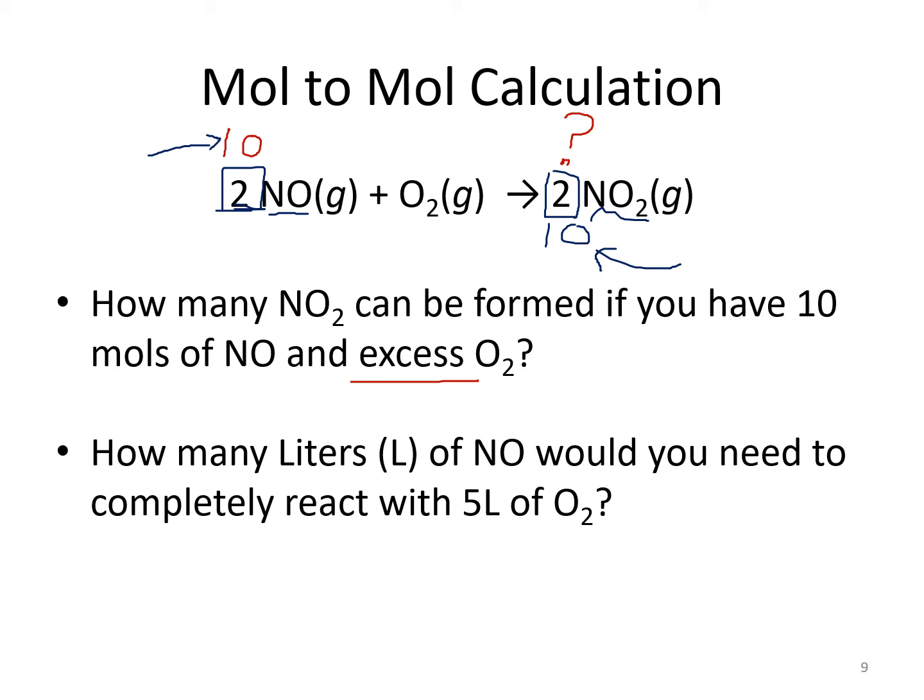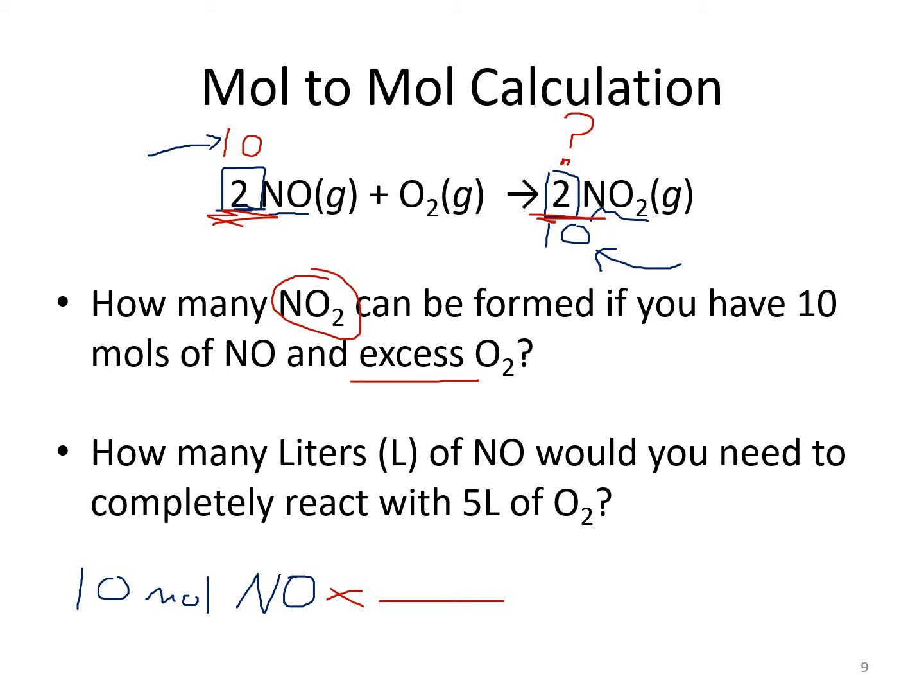So unit conversion, same 3 questions all the time. What unit do I have? What unit do I want? And what is the relationship between the 2 of them? So we have 10 moles of nitrogen monoxide gas. What unit do I want? I want moles of nitrogen dioxide gas. Do I have a relationship between moles of nitrogen dioxide gas and moles of nitrogen monoxide gas? I do. That relationship uses the stoichiometric coefficients. Here's how we would set it up.